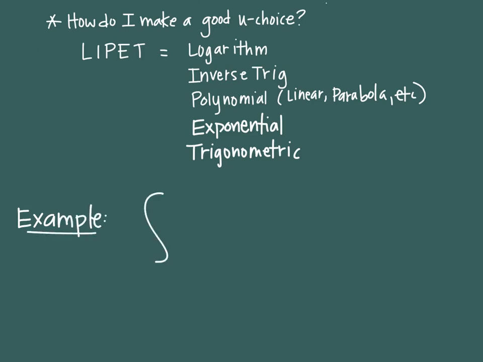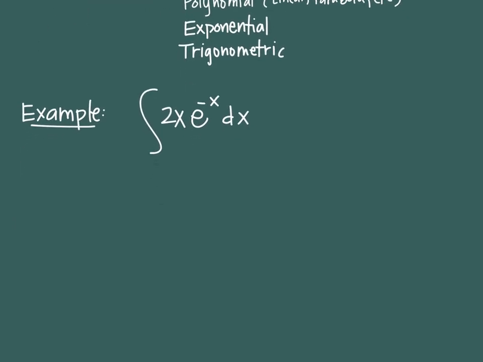All right, let's try the integral of 2x e to the negative x dx. I recognize that this is a good time to do integration by parts because it's a product. This is a multiplication problem. Maybe you forget and try regular U substitution, and stuff doesn't cancel out, so you go and try something else.